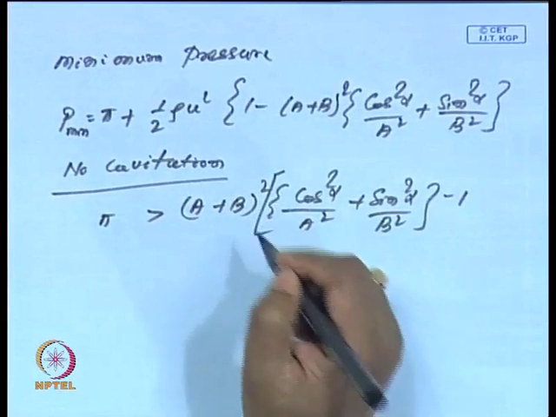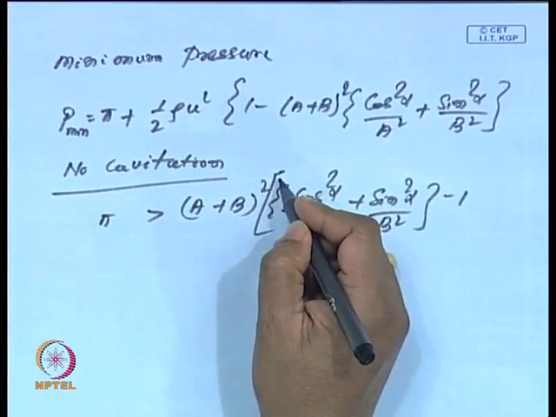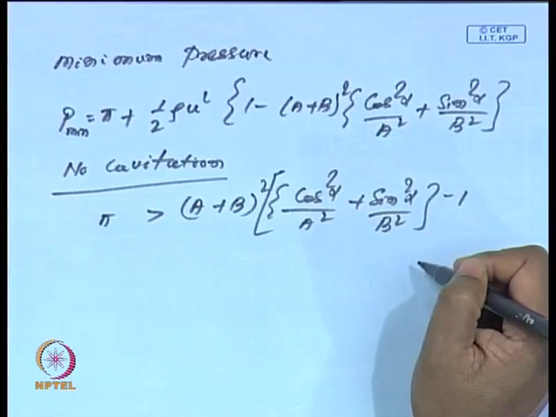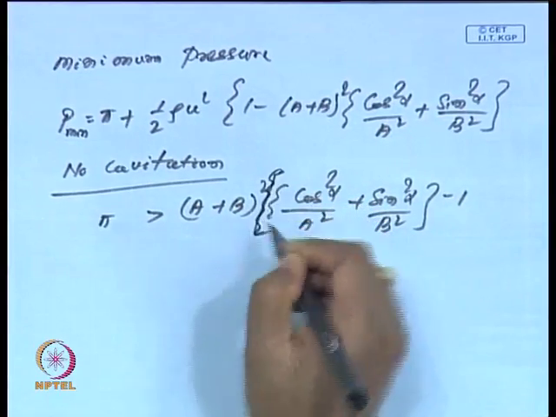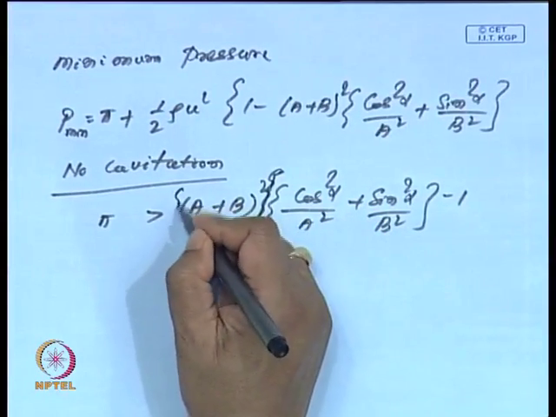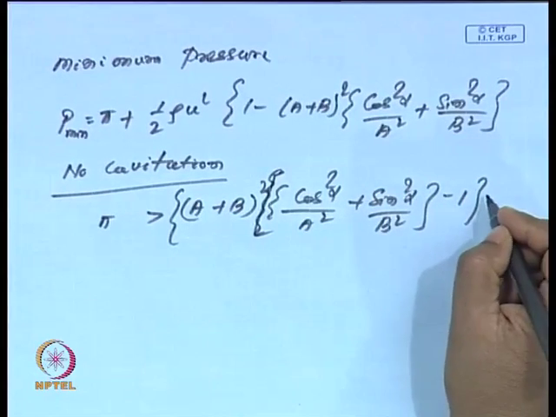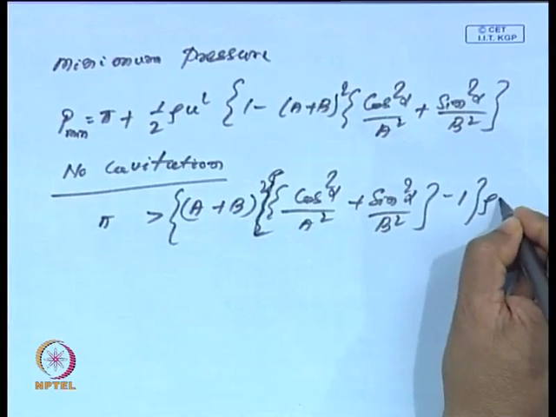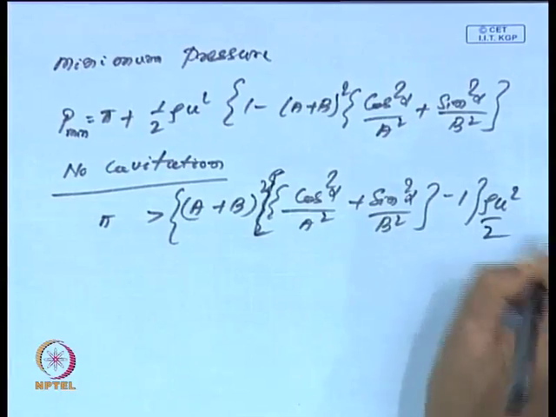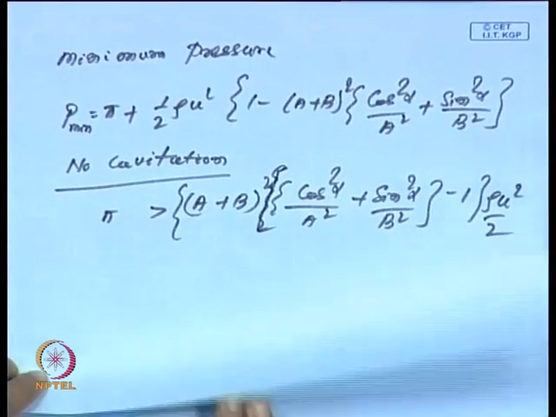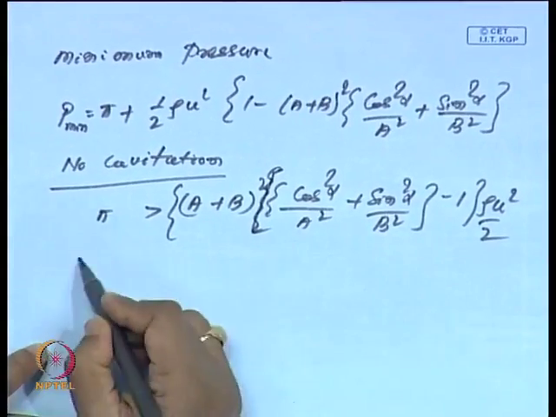Oh, sorry, there is a rho u square. Sorry, this is not the line. A plus b square into rho u square by 2. So, now with this, I will get the no cavitation criteria.